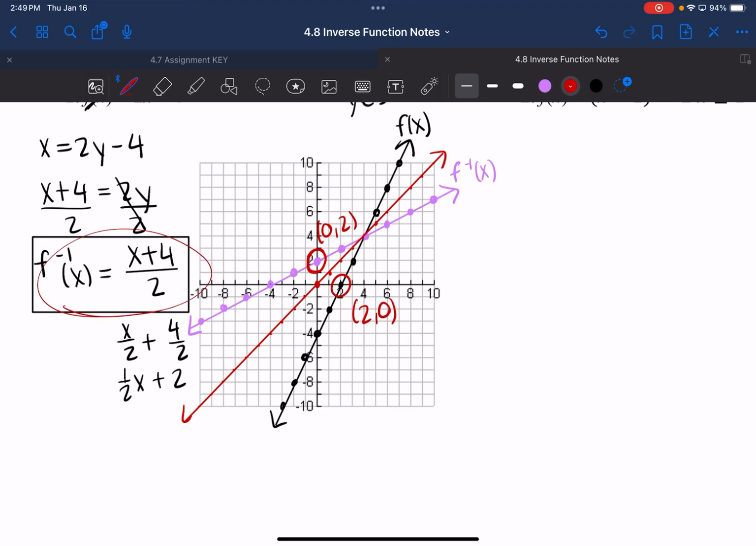All right? Okay, I want you guys to try 2, 3, and 4. So all you have to do is draw the one in black, and then if you say yes, you need to find this equation right here. If you say no, then you don't need to find an equation.